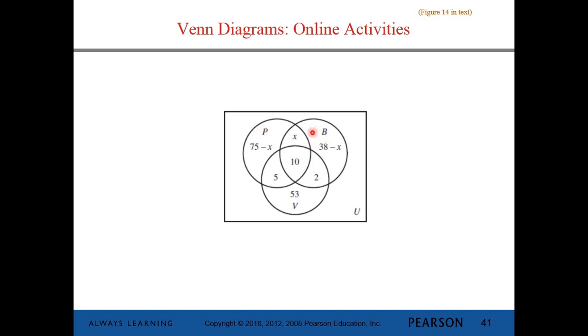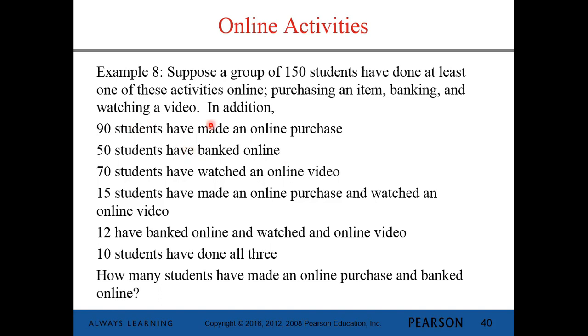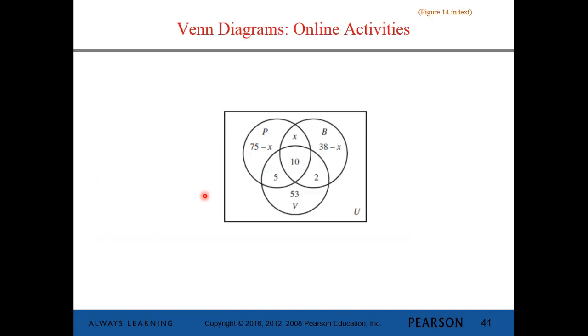So what happens is when we fill in the information, we don't get a full picture. For example, we don't know what this is, and we don't know what this is. But we do know some of the information that we're given. So we know that 90 students have made a purchase online. Okay, let's start with the intersection. We know 10 have done all three. So we know this one is 10.